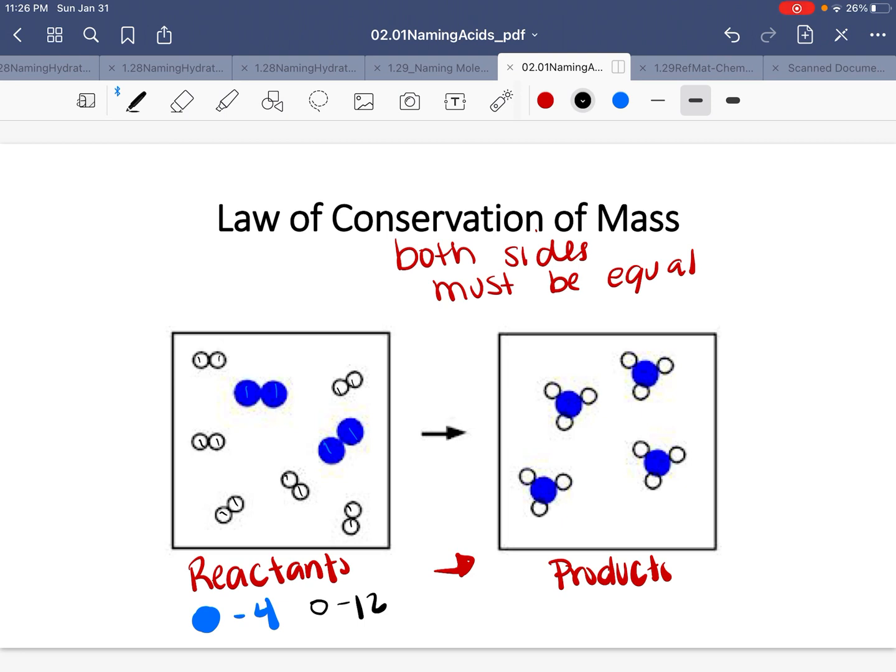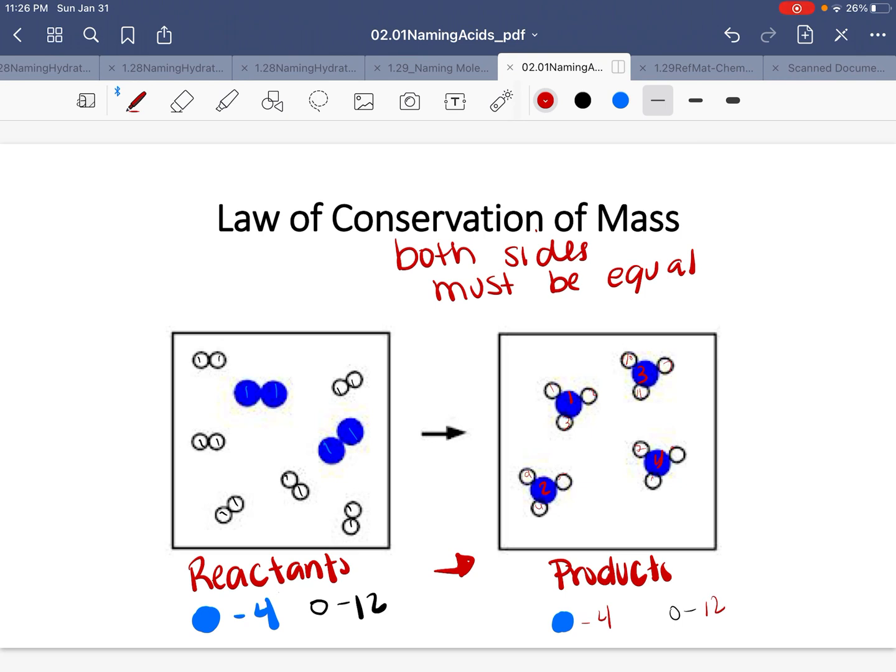For this to follow the law of conservation of mass, both sides have to be equal. So let me count the 4 again. I have 1, 2, 3, and 4. So then I have 4 of those, and let me count the little white ones. 1, 2, 3, 4, 5, 6, 7, 8, 9, 10, 11, 12. So here I am just stating that I have 12.